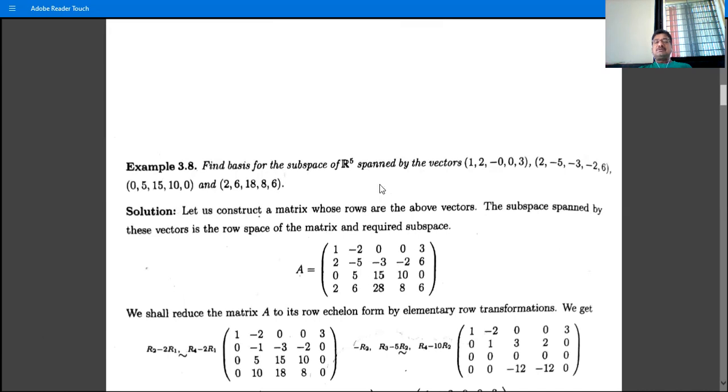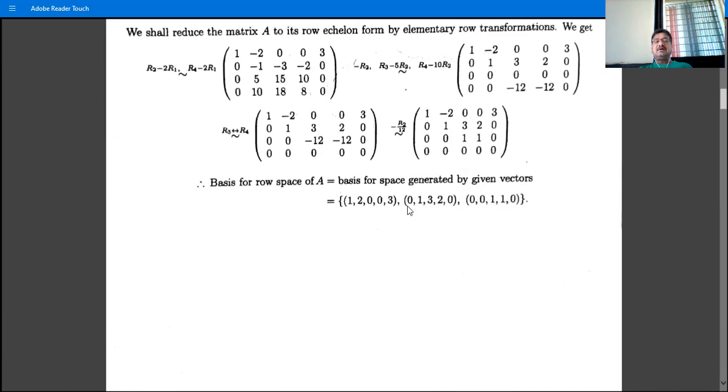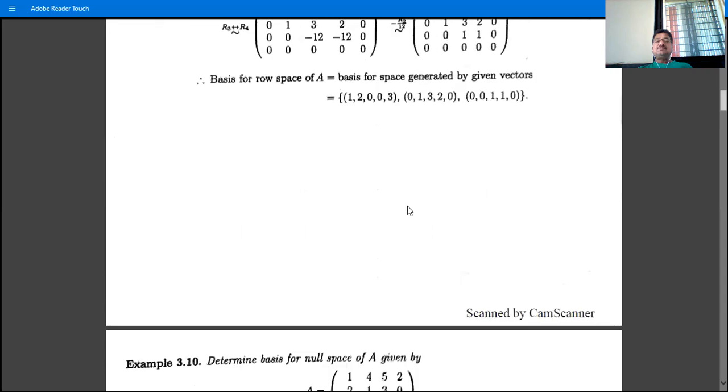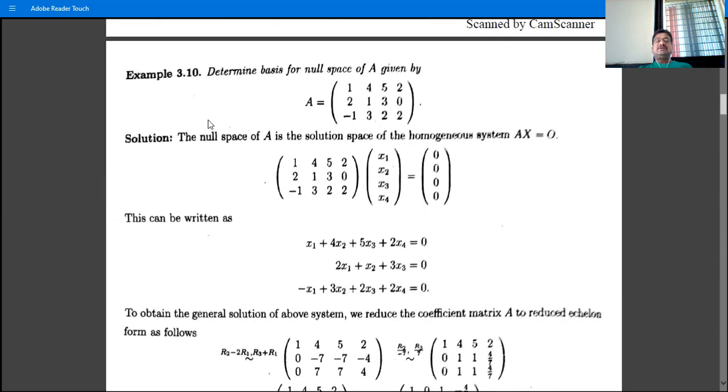So this problem is nothing but the problem of finding a basis for a row space. That is, the basis for the subspace spanned by the vectors is nothing but the basis for the row space of the matrix. We will see the remaining problem in the next lecture, that is, the basis for the null space of matrix A.